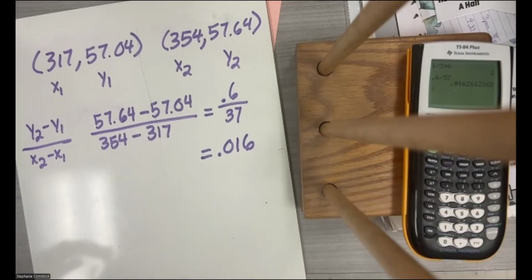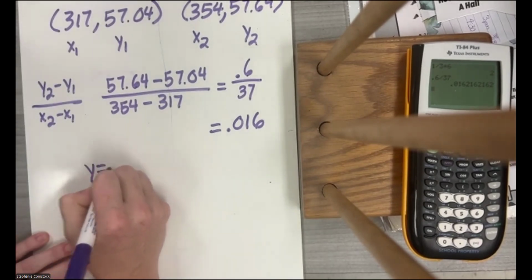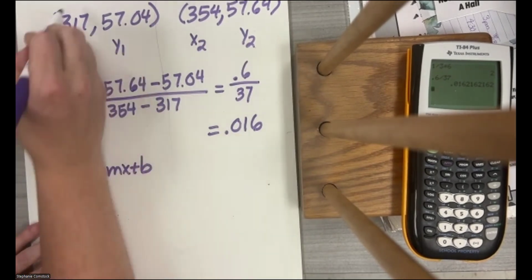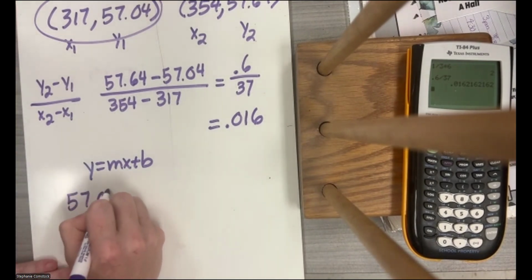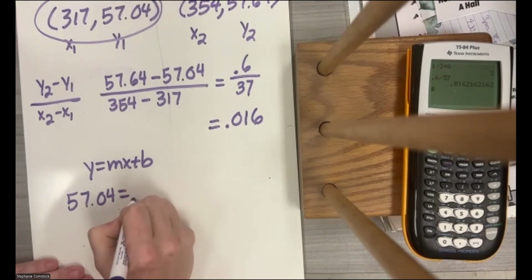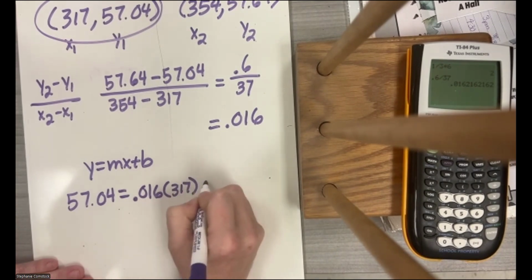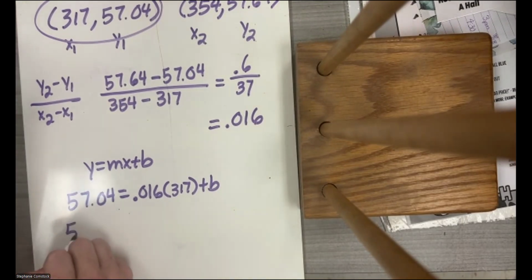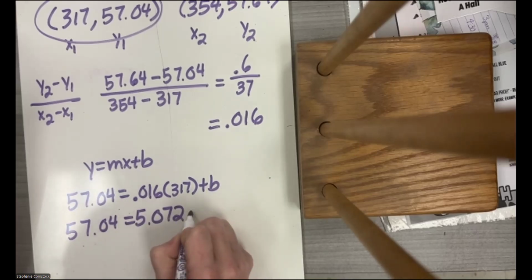Now I need to find my b value. I'm going to utilize my y equals mx plus b format, and I'm going to pick one of these ordered pairs. I'm going to pick this one just because the numbers are smaller. So I have 57.04, my m that we just calculated, 0.016, my x of 317, plus b. So we're going to do this multiplication: 0.016 times 317. So I have 57.04 equals 5.072 plus b.